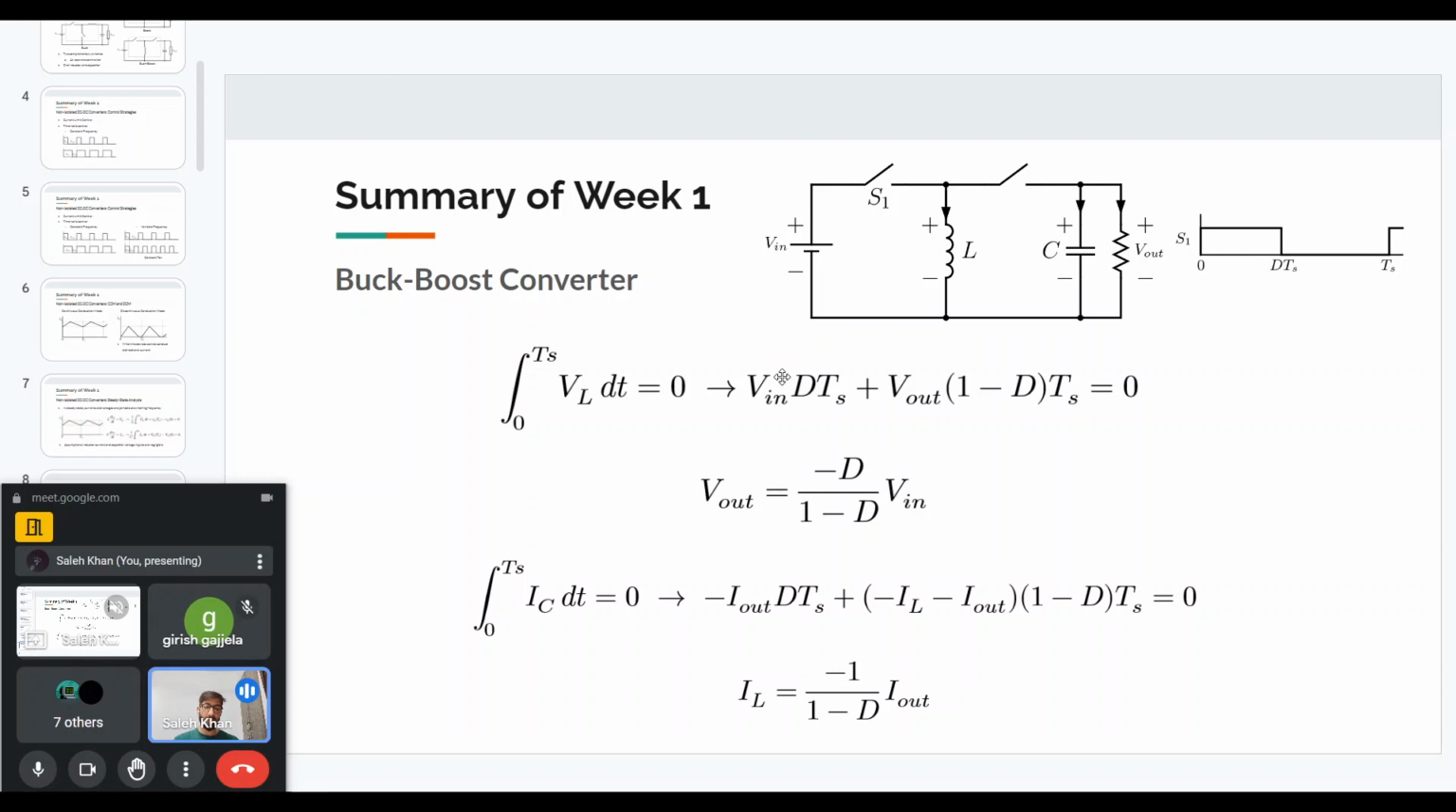And you will find that it depends on the inductor value, it depends on the input voltage, and it depends on the output current or the average output current. So those things you can do later on.